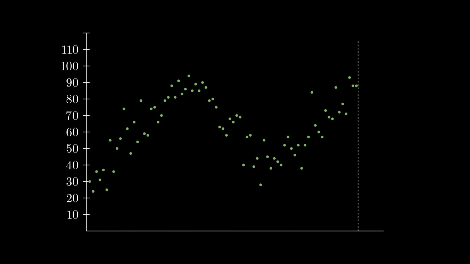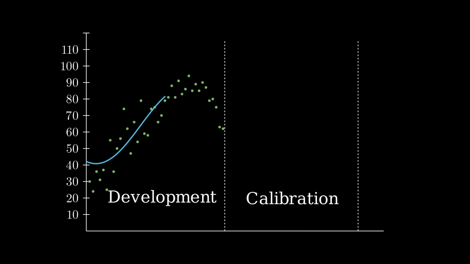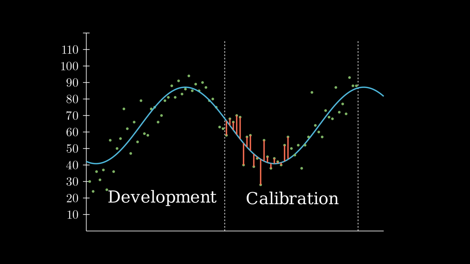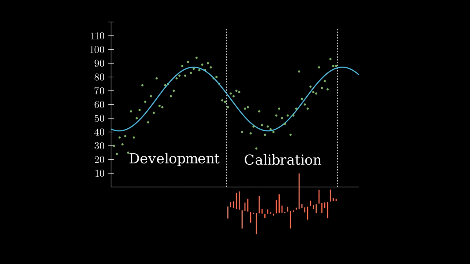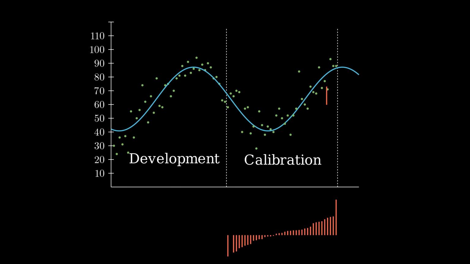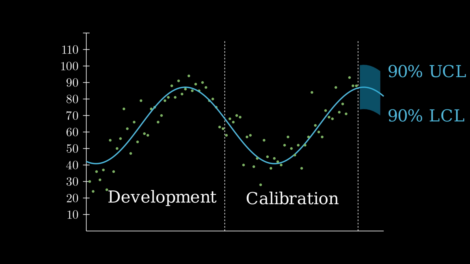If we only have one modeling data set, we can split it into development and calibration, fit the model on development data, then use calibration data for confidence interval estimation. This approach is called split conformal. It solves the overfitting issue, but at the cost of using less data for model development.